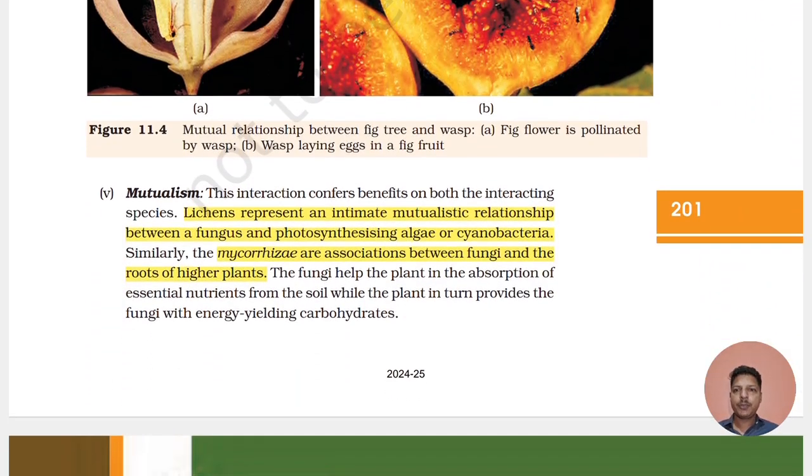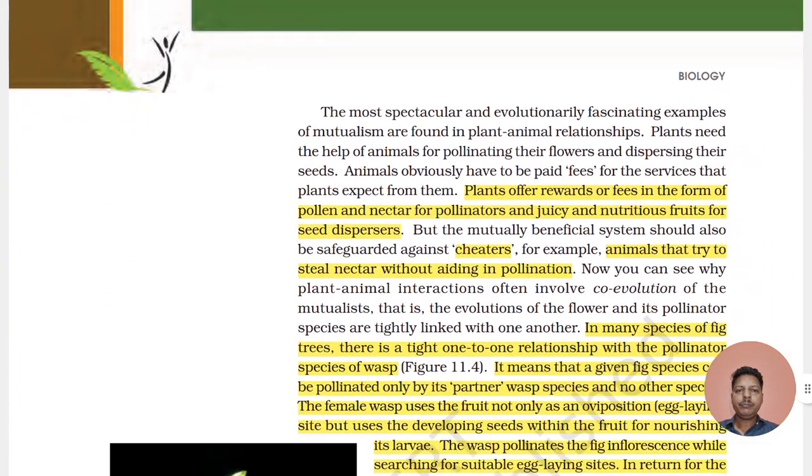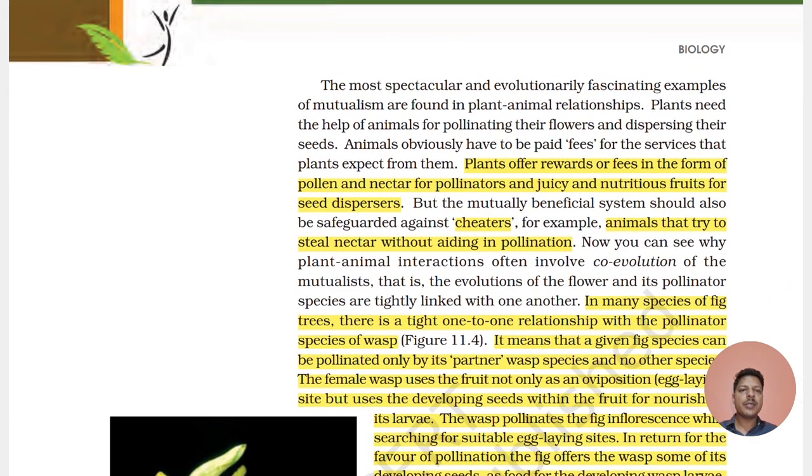Another one is mutualism. This interaction confers benefits on both the interacting species. Lichens represent an intimate mutualistic relationship between a fungus and photosynthetic algae or cyanobacteria. Similarly, the mycorrhizae are associations between fungi and the roots of higher plants. Next, plants offer rewards to pollinators in the form of pollen and nectar, and juicy and nutritious fruits for the seed dispersers. But the mutually beneficial system should also be safeguarded against cheaters. For example, animals that try to steal nectar without aiding in pollination.